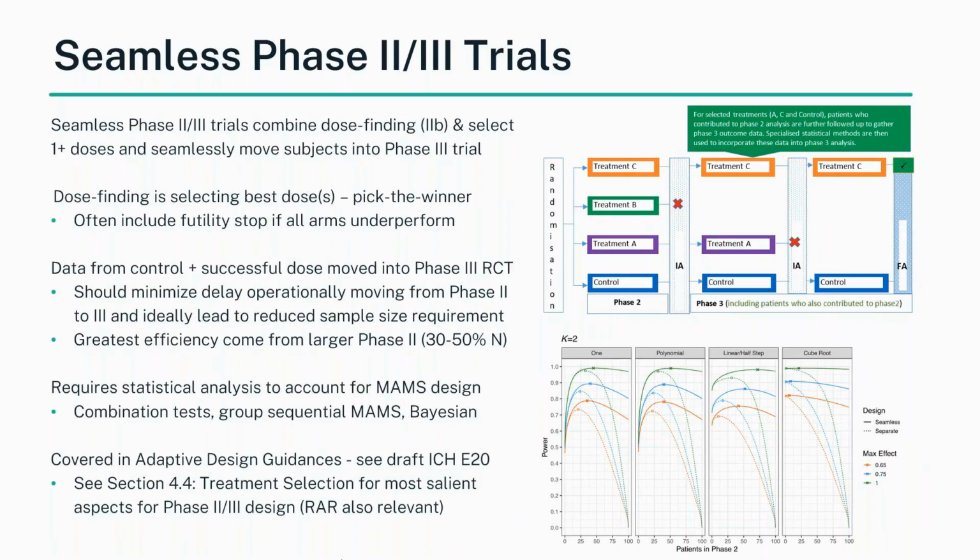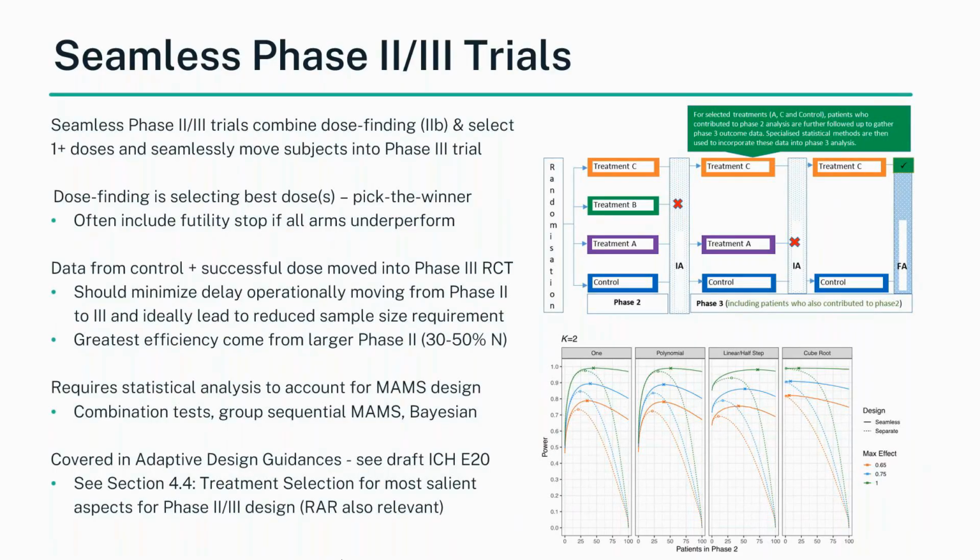Obviously, you need a statistical analysis that can account for the kind of multi-arm, multi-stage design: combination tests, group sequential MAMs, Bayesian methodologies are available. And these are all covered within adaptive design guidance, so ICH E20, the FDA guidance, the EU guidances. There's obviously some overlap with the platform trial guidances, if you're looking to go a bit more interesting there. Treatment selection basically is the main section you'd be interested in here. But technically, response adaptive randomization might be of interest as well.